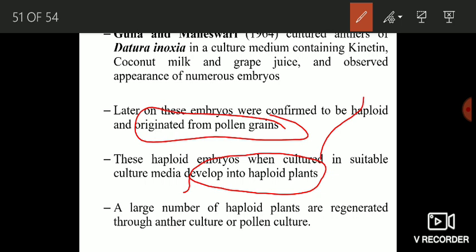You can use haploid plants. First of all, they can be made diploid. You can give them the colchicine treatment to make them diploid, and these homozygous diploid plants are then used to crossbreed to create new varieties of plants by hybridization. Okay, so simply you can say you are culturing the anthers to produce a large number of haploid plants which are then used in the plant breeding programs.